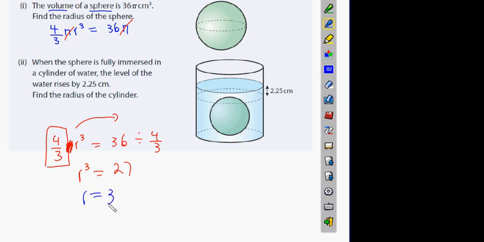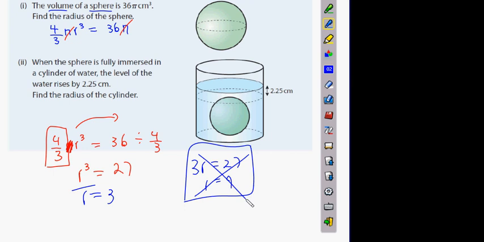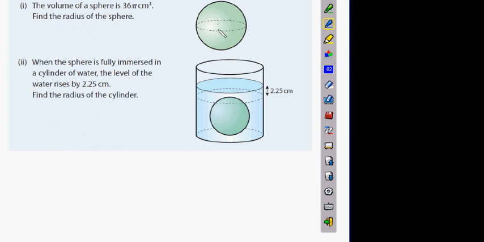Some of you got mixed up with 3r equals 27, r equals 9. That there is wrong. It's not 3r, it's r cubed. Please remember the difference. Okay? Can we move on now? Yeah. Okay. That's r equals 3 right there.